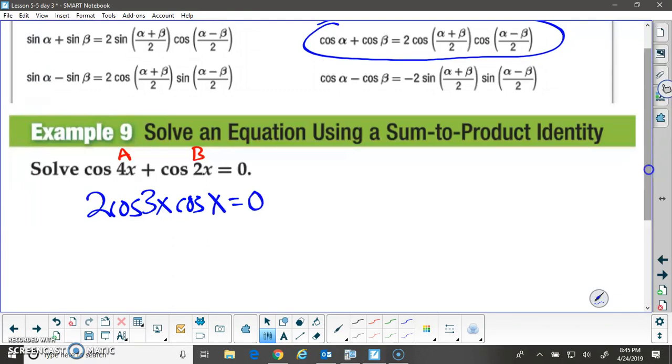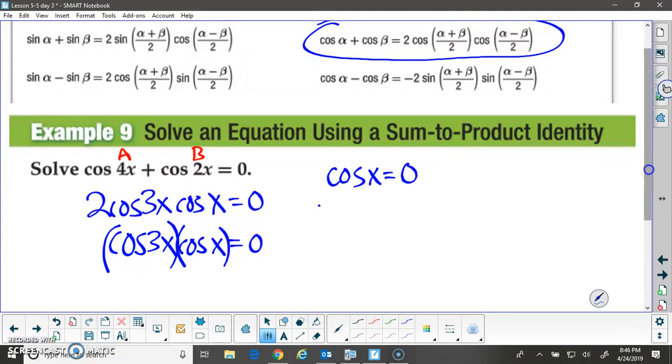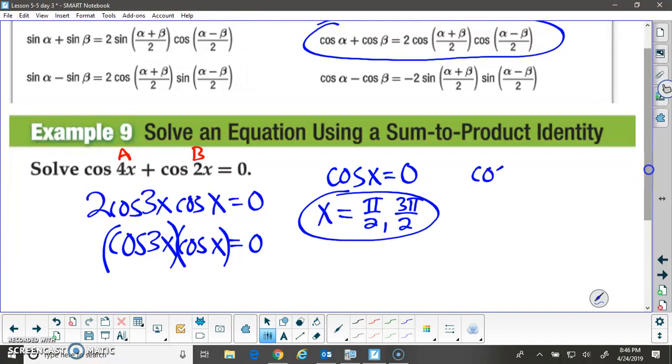Well, now if I divide both sides by 2, I have the cosine of 3x times the cosine of x equals 0. And technically, these are both in a factored form. So I can set each factor equal to 0. So if I set cosine of x equal to 0, it gives us solutions of pi over 2 and 3 pi over 2. This one's a little bit harder to solve because of the 3.